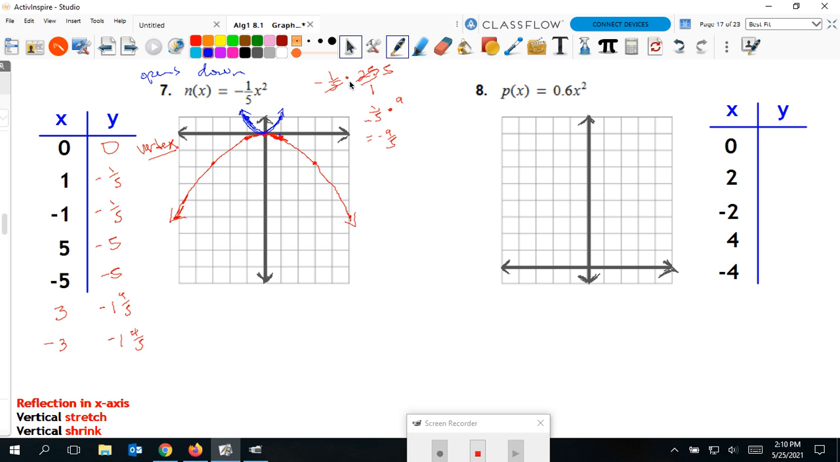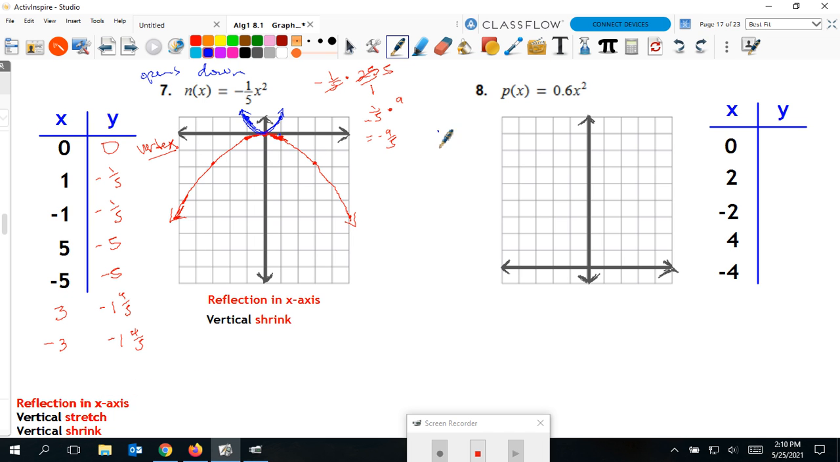So when we're comparing it to our parent function, the most basic one, it's a reflection of that function. It's also wider. So when it's wider, we don't say stretch, we say shrink. It's actually getting closer. It's shrinking down towards the x-axis here. So it's going to be a shrink.